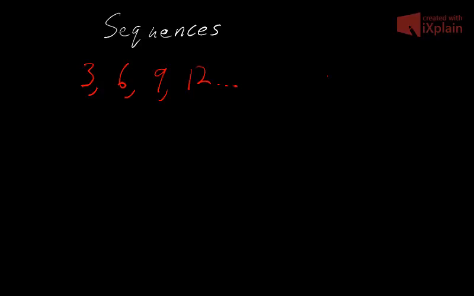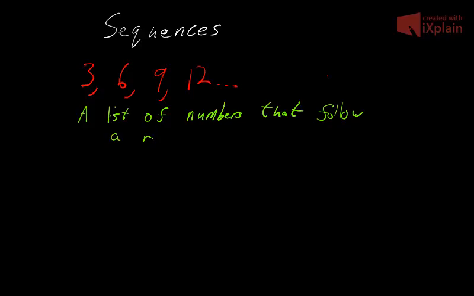And some things that we know about sequences is that they are a list of numbers that follow a rule. And there's really no limit to what the rule can be. So we'll see some different kinds later. But we're going to start off with this thing called an arithmetic sequence. So an arithmetic sequence is a sequence where the rule is just adding the same thing every time.